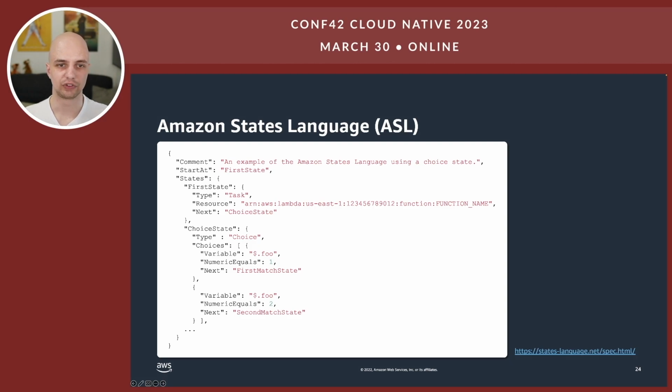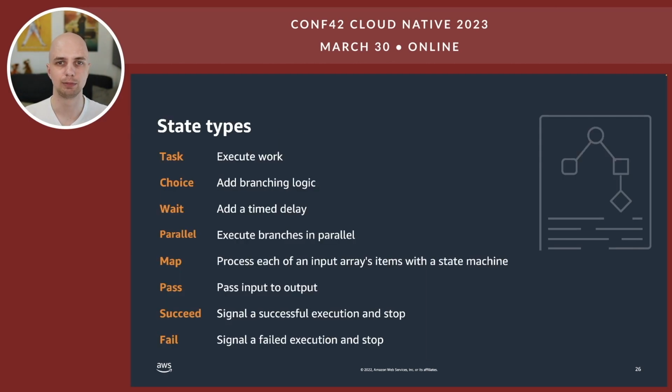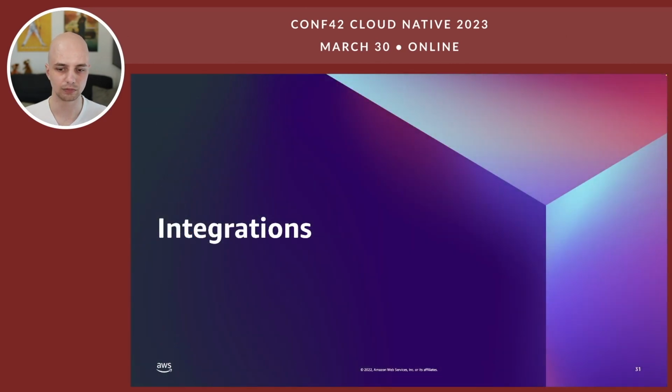So let's look at some state types. You have seen most of these in the talk already, but there are also a few additional ones. For example, like the map state, with which you can process an array using the state machine. Also, there are other helping states like parse, where you can transform inputs into another output and feed it into the next state.